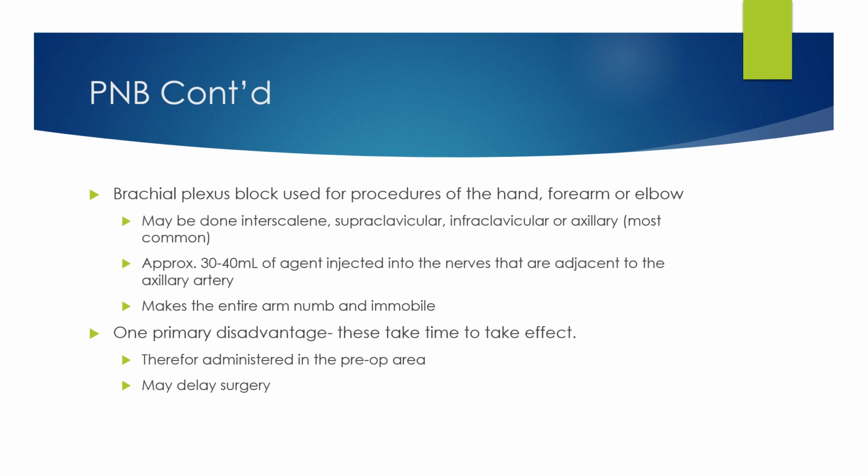Okay, the brachial plexus block is used for procedures of the hand, forearm, or elbow. These may be done interscalene, supraclavicular, infraclavicular, or axillary, which is the most common. Approximately 30 to 40 milliliters of agent is injected into the nerves that are adjacent to the axillary artery, and this makes the entire arm go numb and immobile.